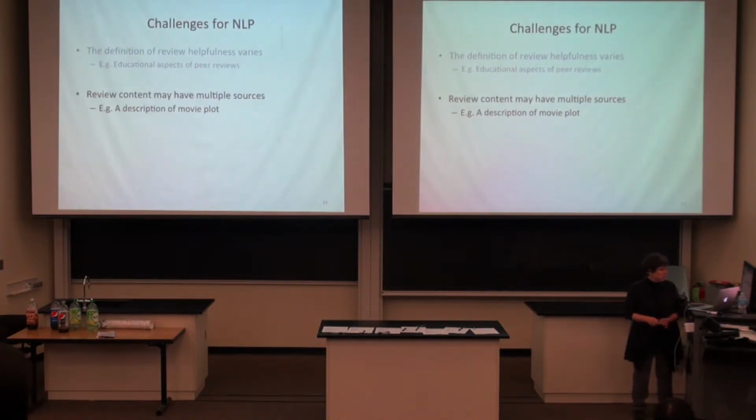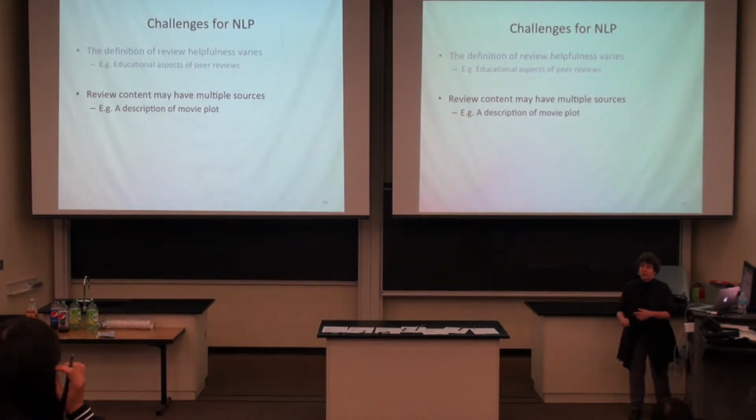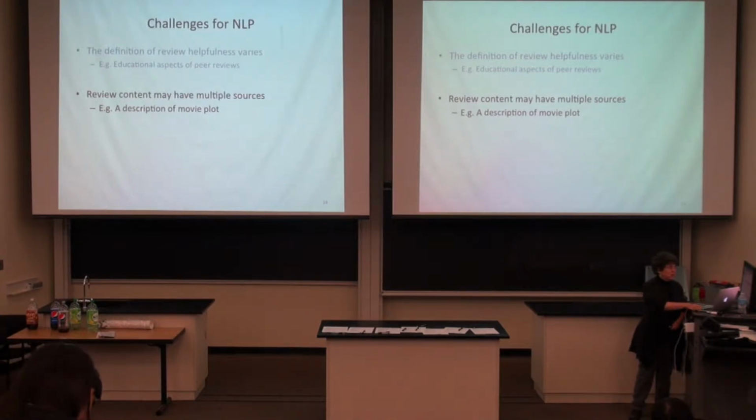Okay, a second problem, or potential problem, at least in some of the domains we're looking at: all sentences in a review are not created equal. They serve different functions, and the different functions might have different utility with respect to their role for predicting and using helpfulness.